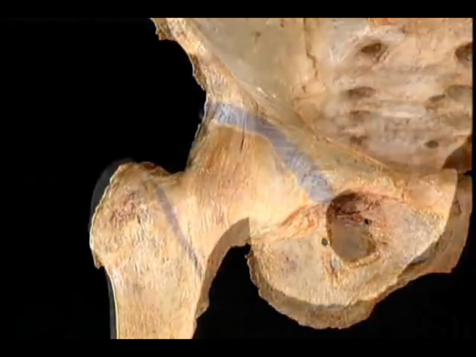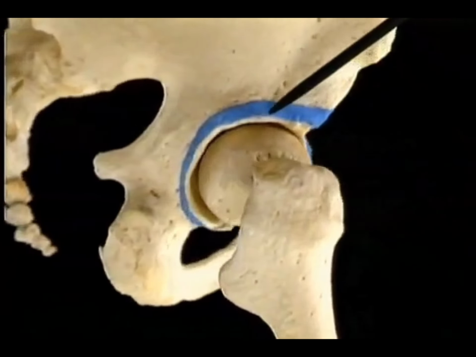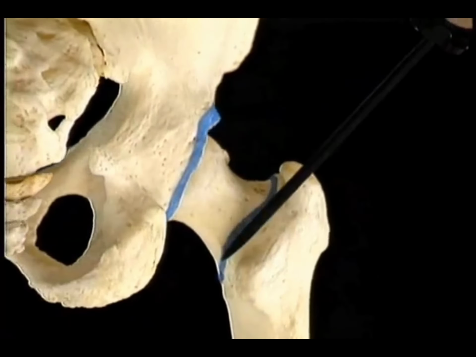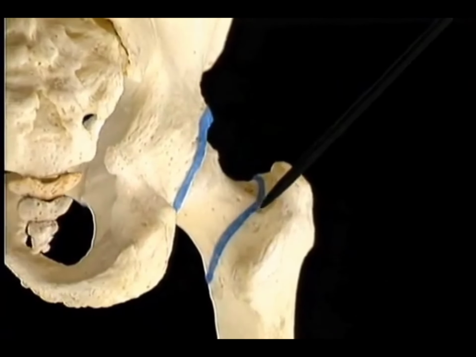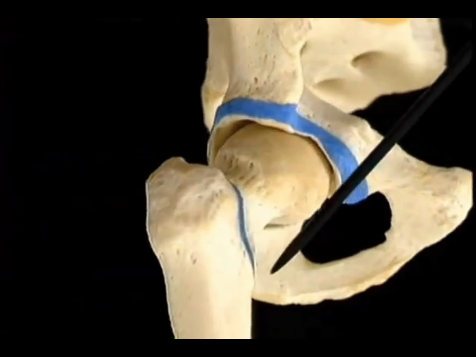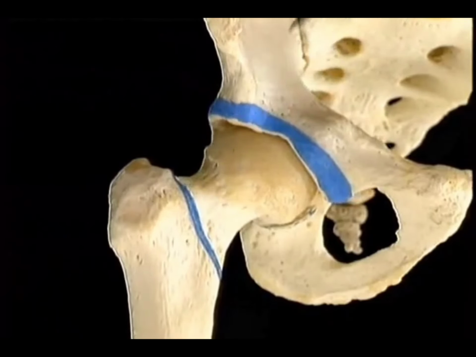The capsule is attached to the hip bone all the way around the acetabular labrum. On the back of the femur, the capsule is attached part way along the femoral neck. On the front of the femur, the capsule is attached out here on the intertrochanteric line.